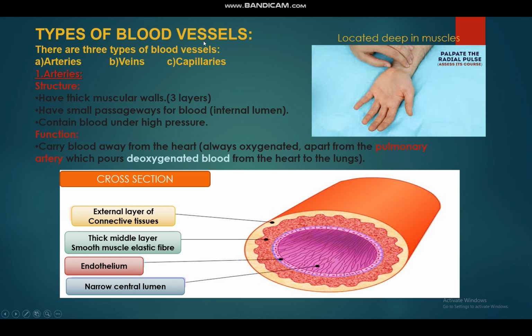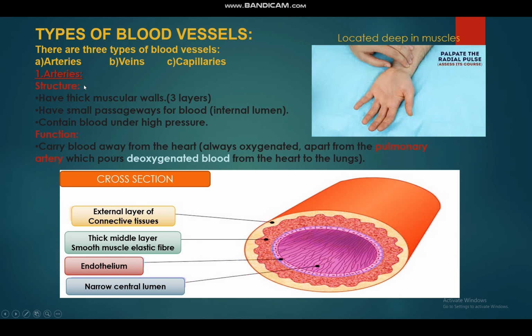Bismillahirrahmanirrahim. Today the topic that I am going to explain is the types of blood vessels. There are three major types of blood vessels, that is arteries, veins and capillaries. First of all, I am going to explain the structure and then the function of these blood vessels.